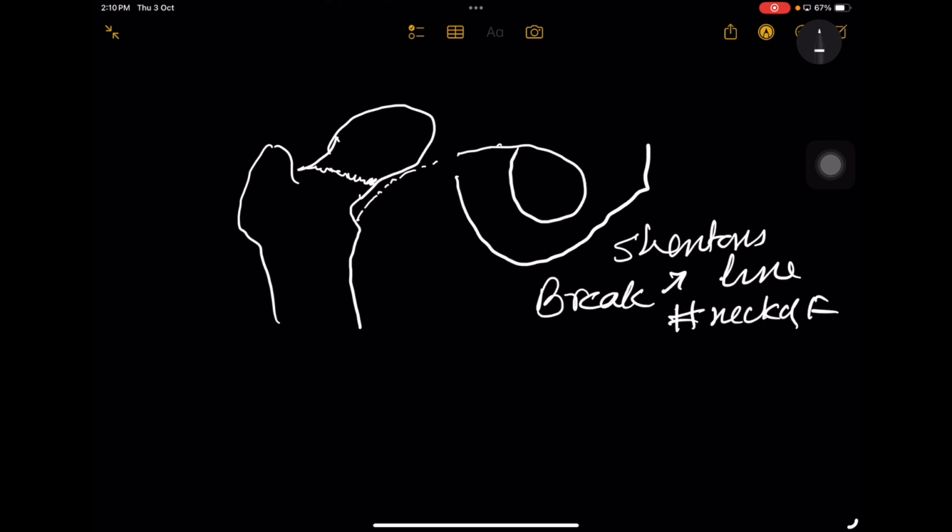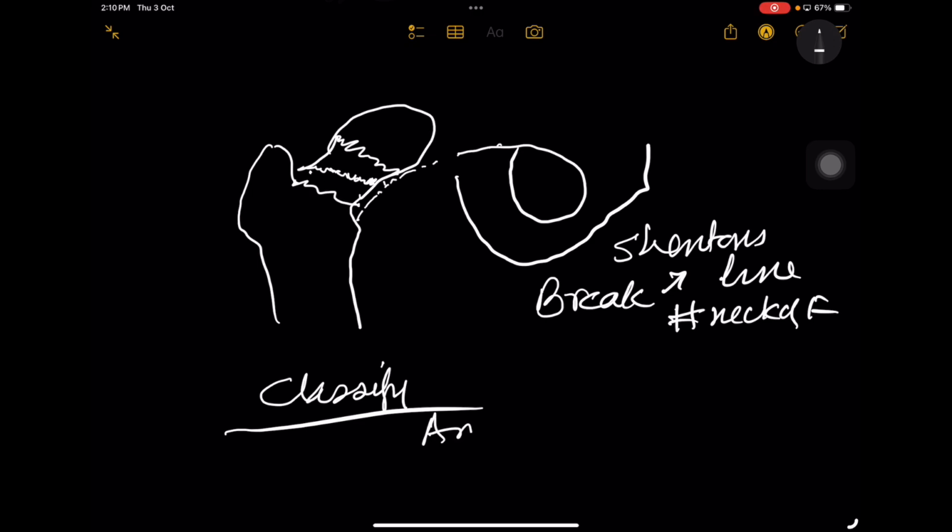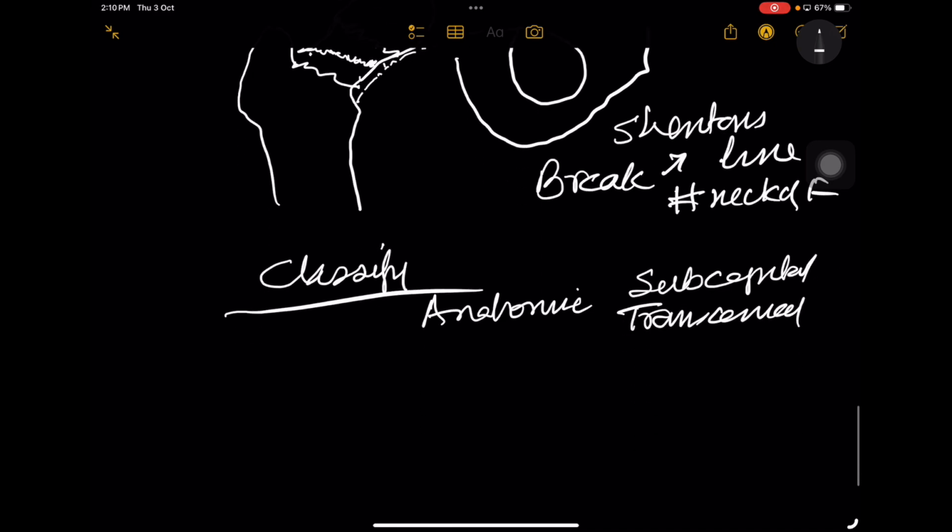Now, how do you classify this fracture radiologically? The fracture can be subcapital, transcervical or basal. So first is the anatomic classification: the fracture can be subcapital, transcervical or basal.